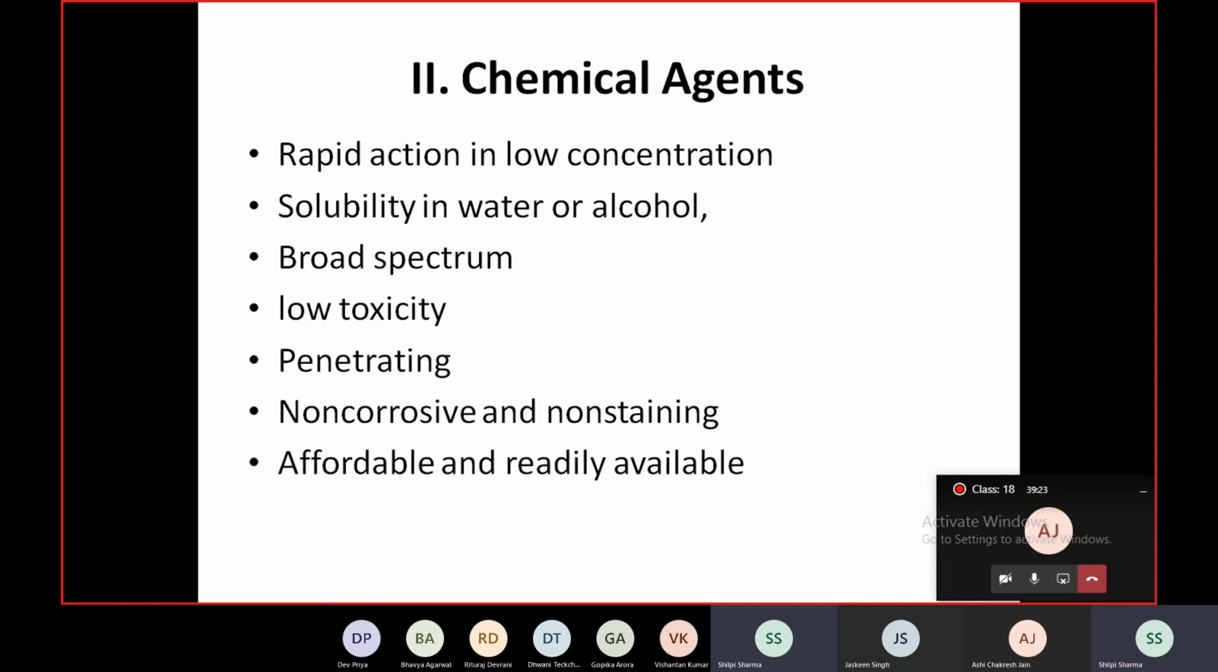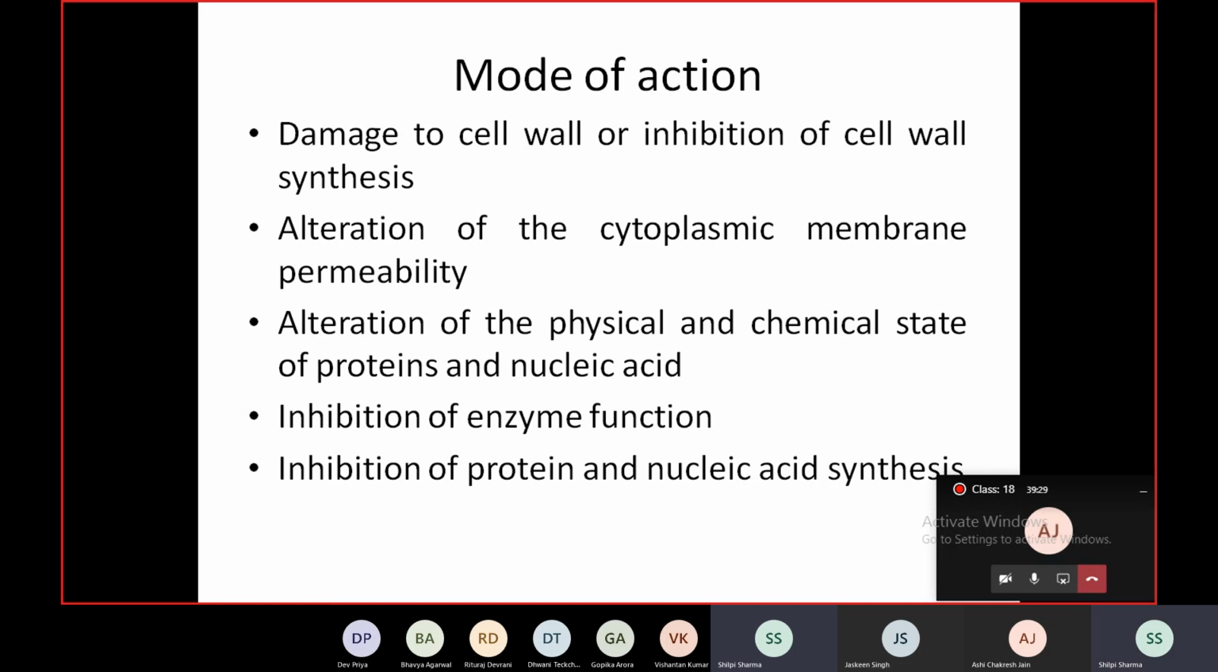It should be penetrating, affordable, and easily available. These are some of the common properties that you look for. And depending on the chemical that you use, the mode of action of the chemical is different.